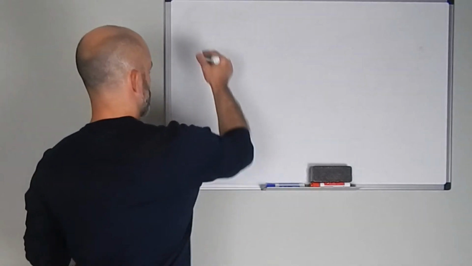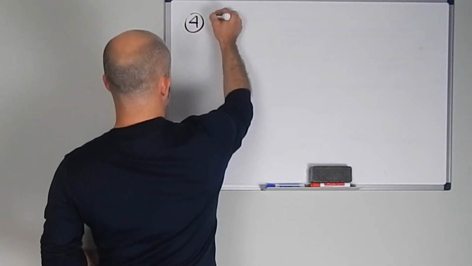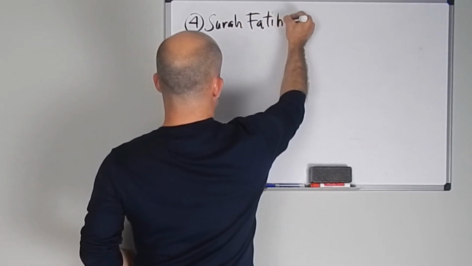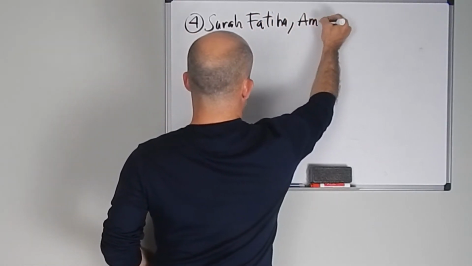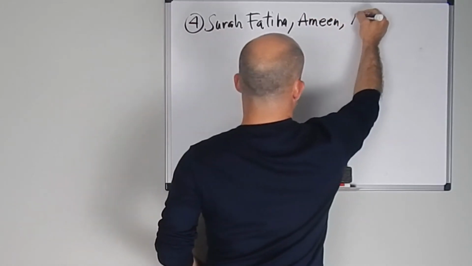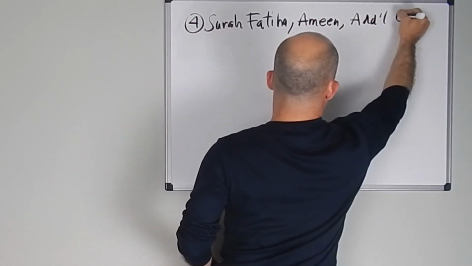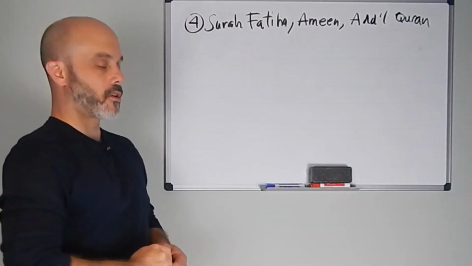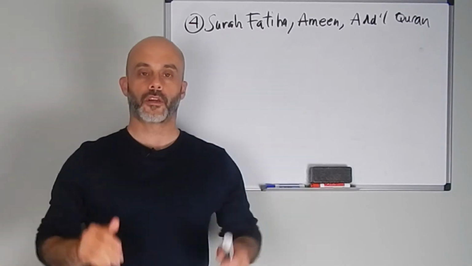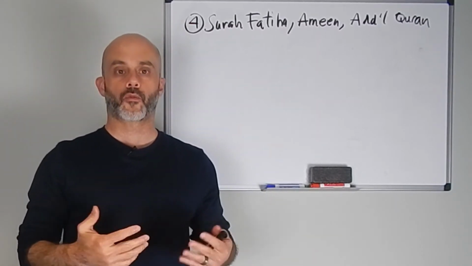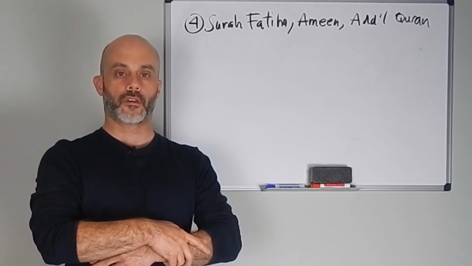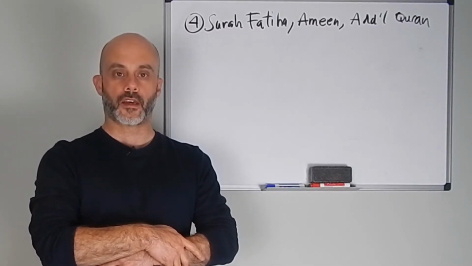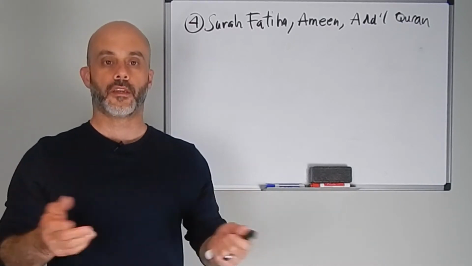Okay, so the fourth rule is in regard to Surah Fatiha, Ameen, and any additional Quran. So if you remember, when you say Allahu Akbar, you do the initial takbir when you start the prayer and you're in the standing position. That's the point that you recite Surah Fatiha, and when you're finished, you say Ameen.